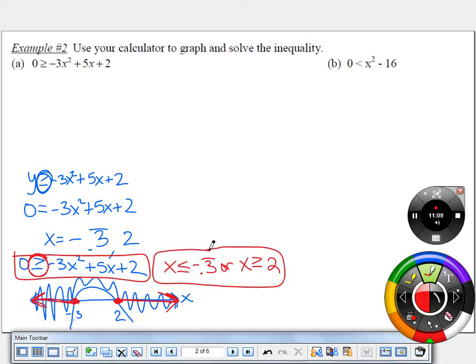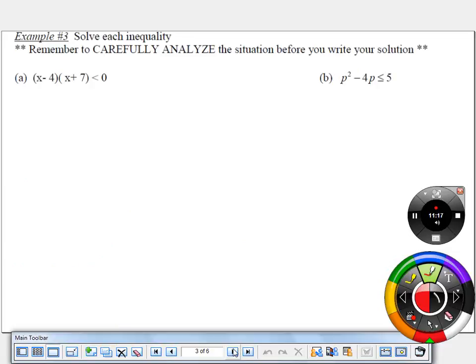Okay? So let's talk about how to do this without having to put everything into the calculator and how we could analyze it if we were just looking at a factorable equation. If it wasn't factorable, you would just have to find the solutions using the quadratic formula or something like that.